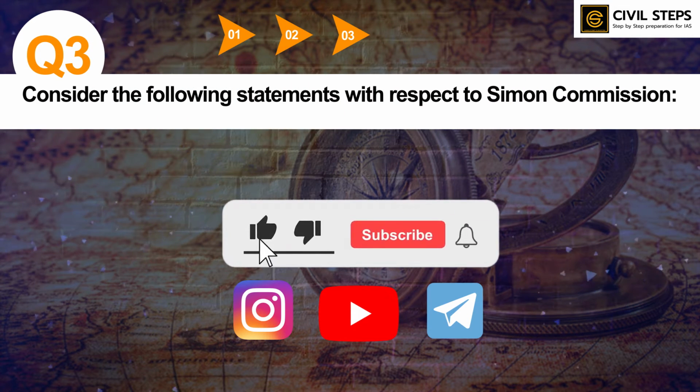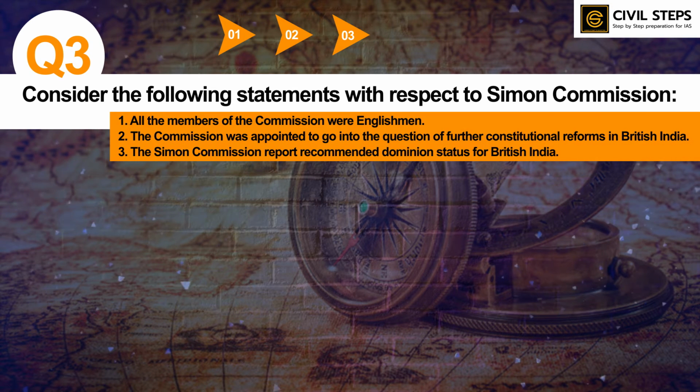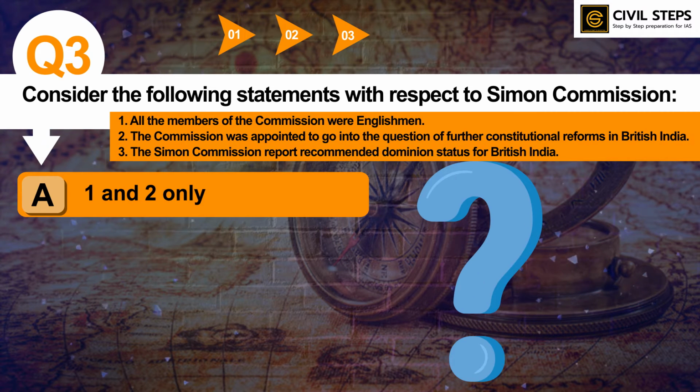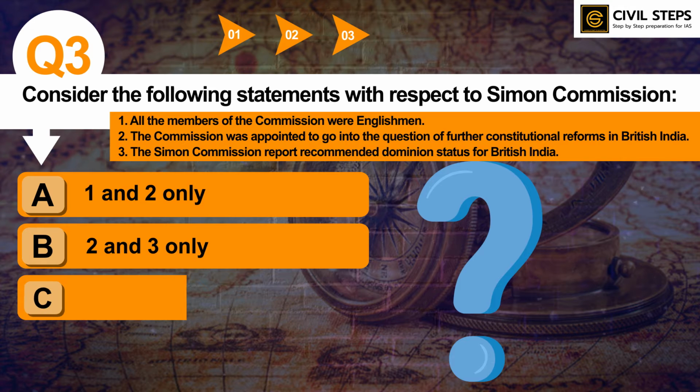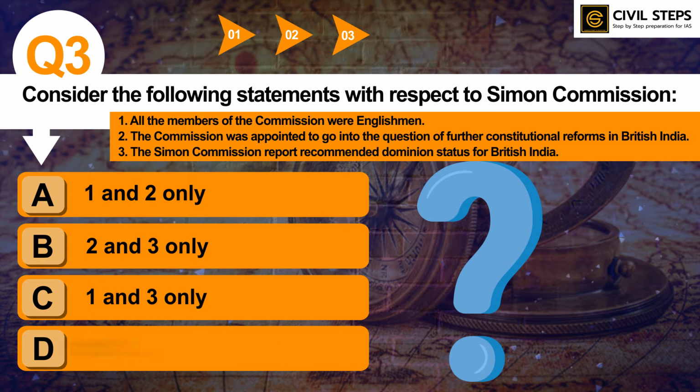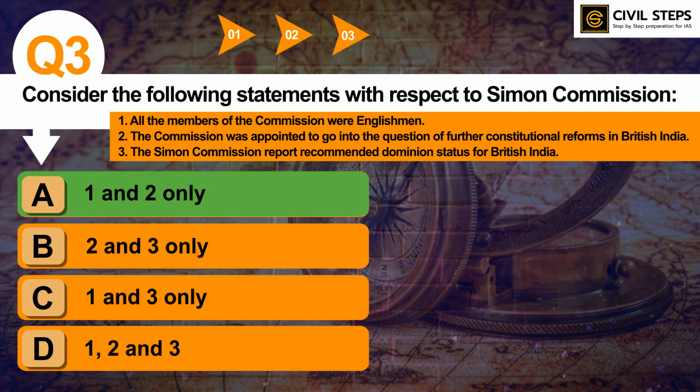Consider the following statements with respect to the Simon Commission. First, all the members of the commission were Englishmen. Second, the commission was appointed to go into the question of further constitutional reforms in British India. Third, the Simon Commission report recommended dominion status for British India. Which of the following statements are correct? Option A 1 and 2 only, B 2 and 3 only, C 1 and 3 only, D 1, 2 and 3. So the correct answer of this question is option A, 1 and 2 only.